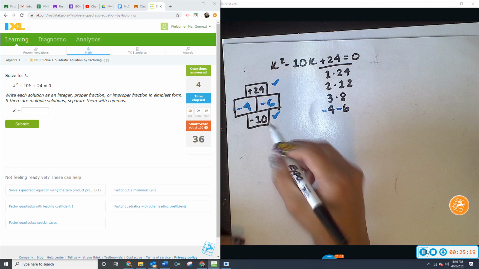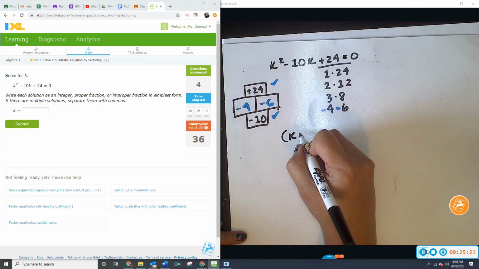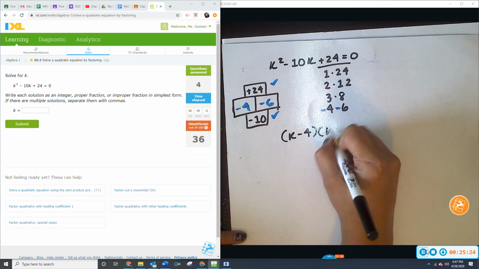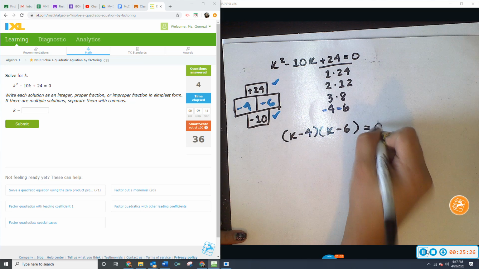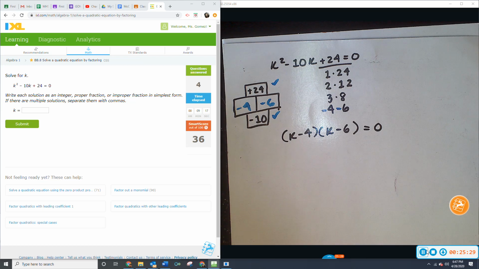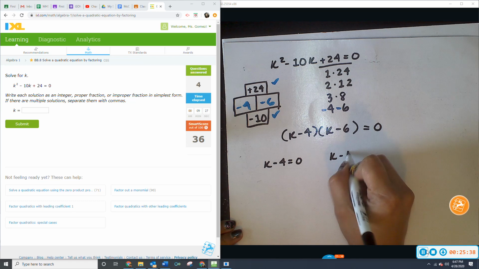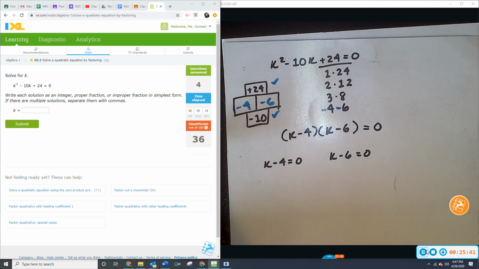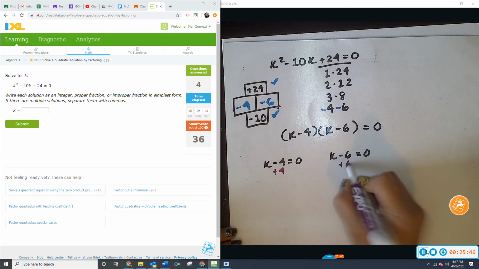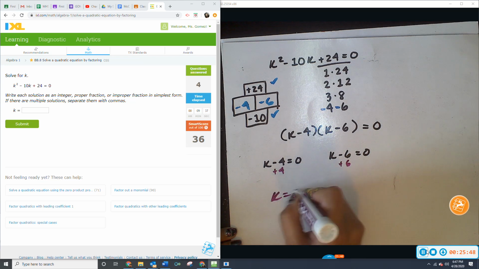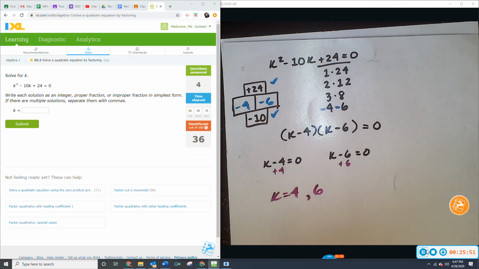Oh, this one was actually easy. I'm sorry. I didn't mean to waste you guys' time. k minus 6 is equal to 0. So, using the inverse operation with both, there we go. I would say k minus 4 equal to 0, k minus 6 is equal to 0. So therefore, plus 4, plus 6, k equals 4 and 6. Type that in here.